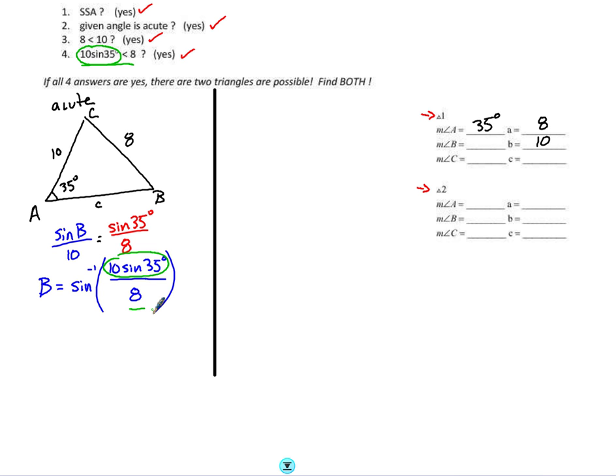So if you get an error at this point, then you know you have something that would not be a triangle at all, and it would fail the possible triangle test. But since it is less than 1, and I can go ahead and find this, I know that the measure of angle B would have to be 45.805 degrees.